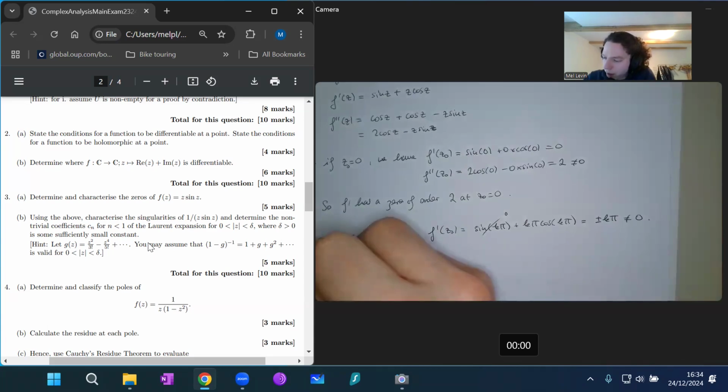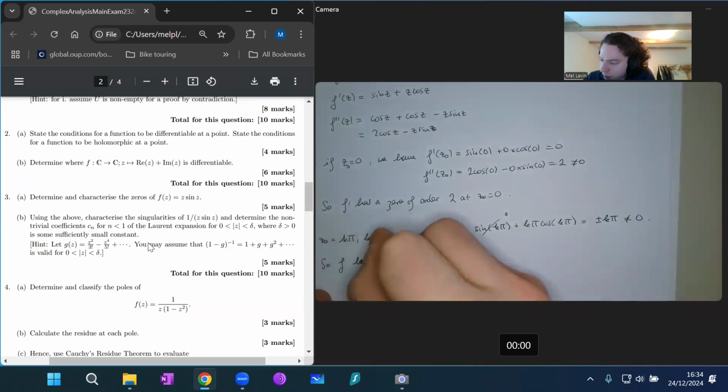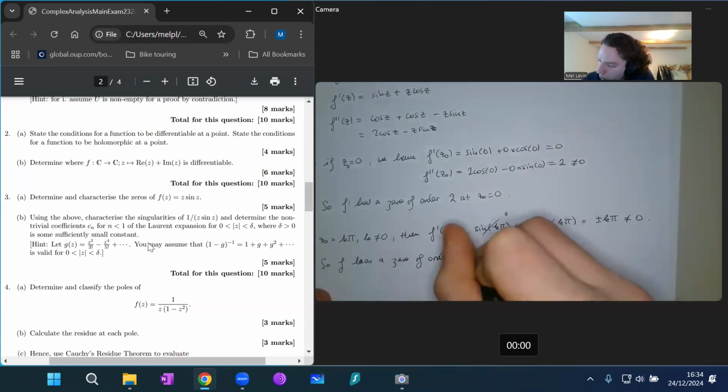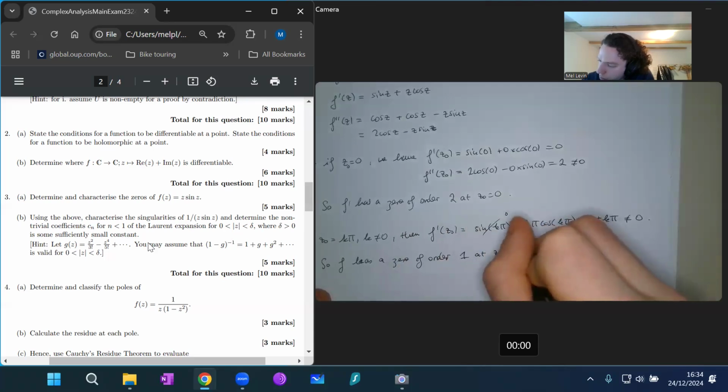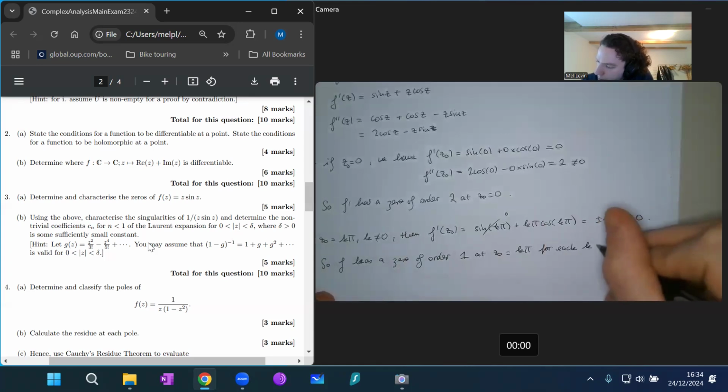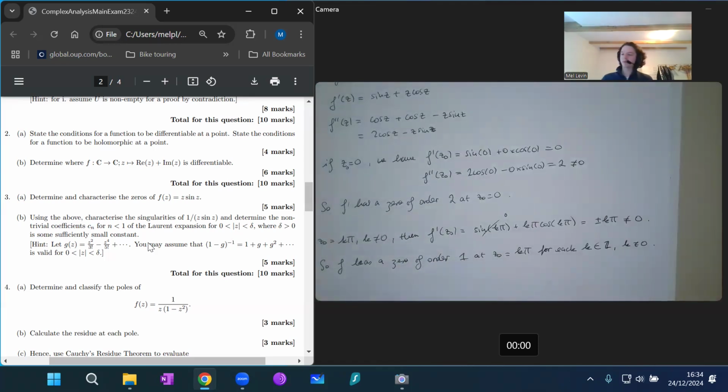So f has a 0 of order 1 at z naught equals k pi for each k in z, and k non-zero, right?